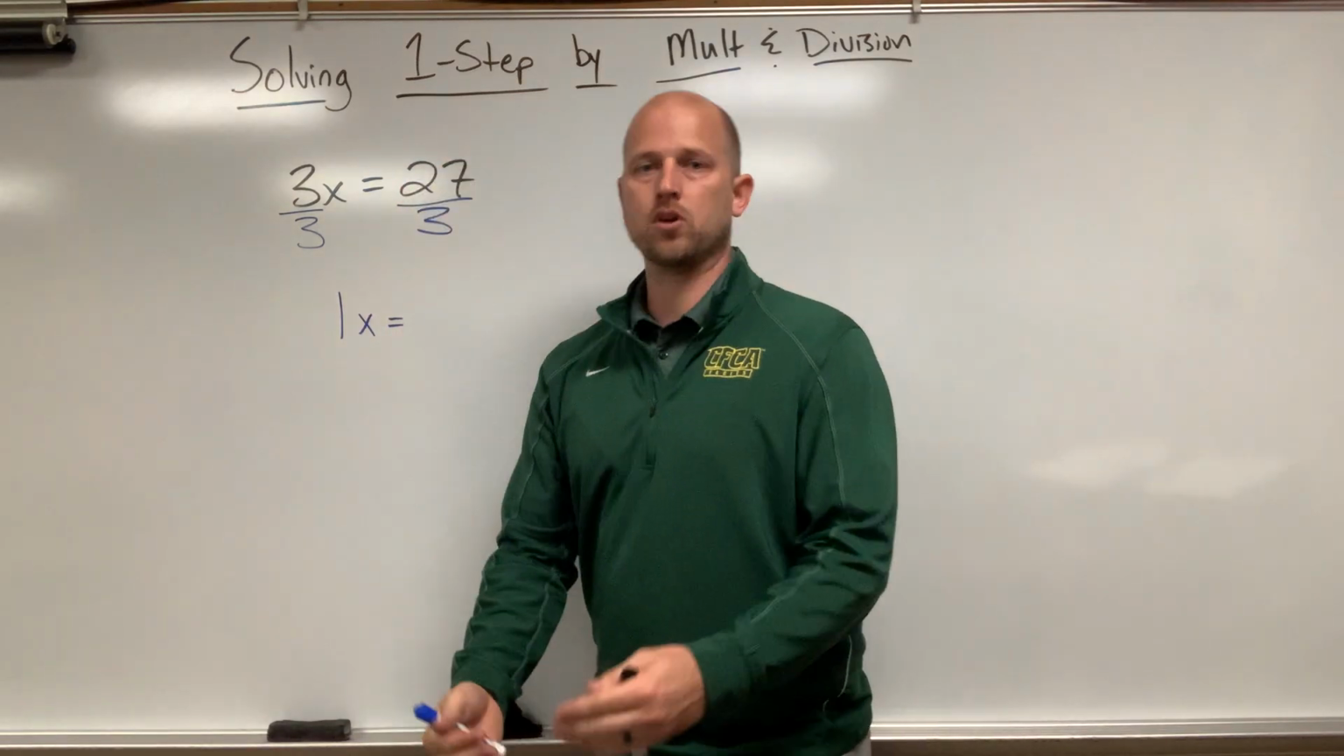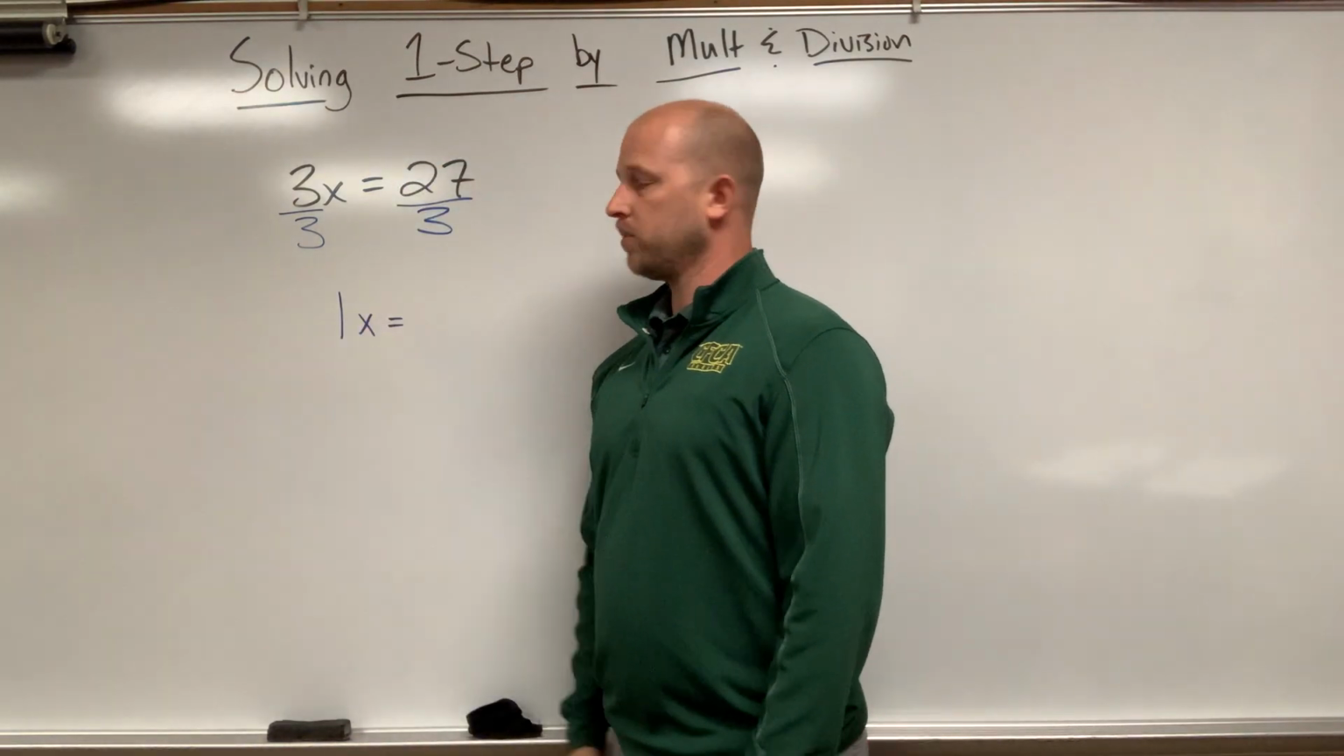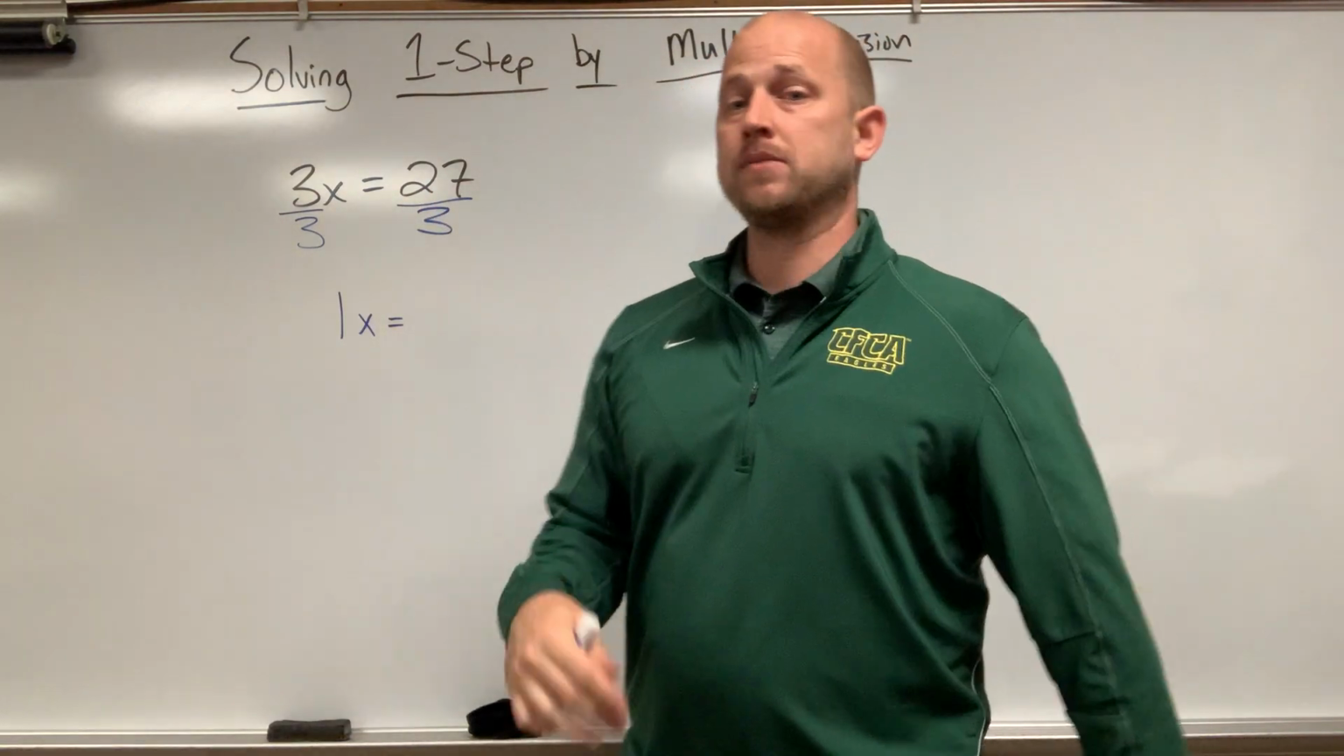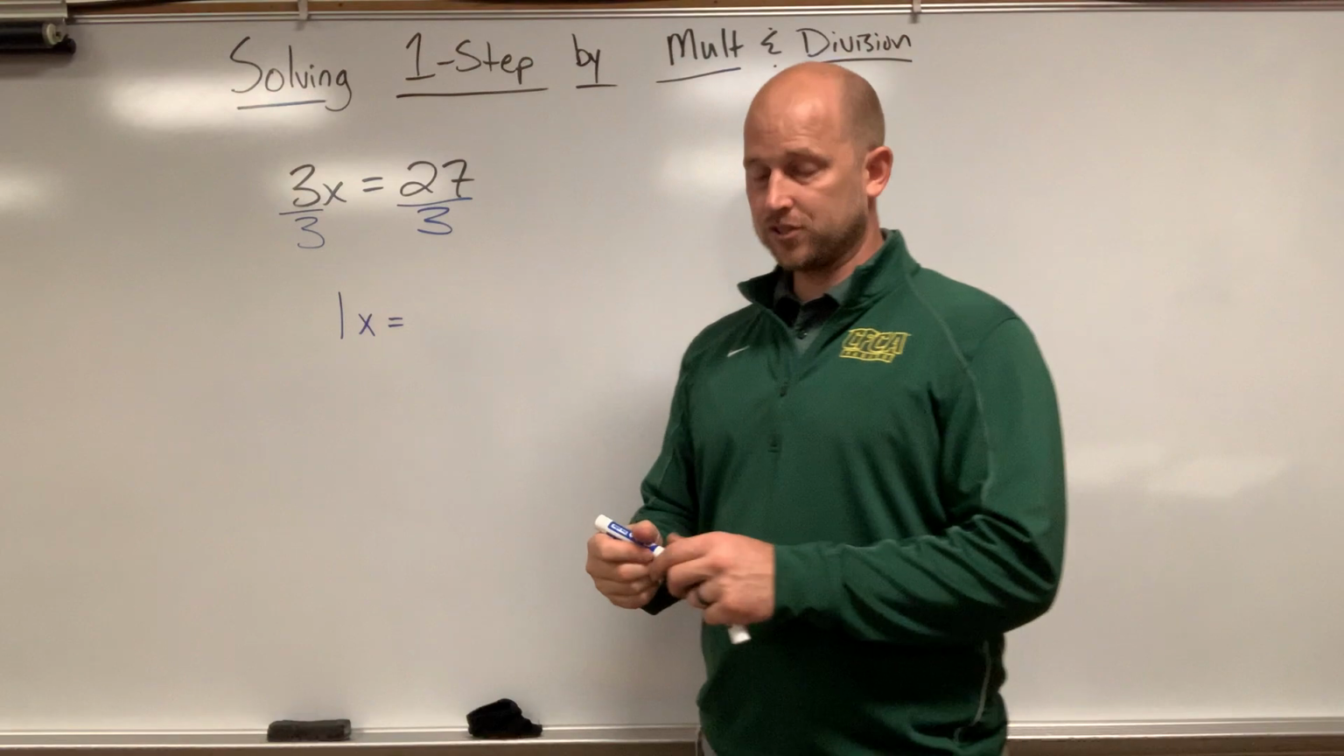Again, I like to go vertical. I like to go this way with it. So I use the division bar. 27 divided by 3. How many times does 3 go into 27? The answer is 9.